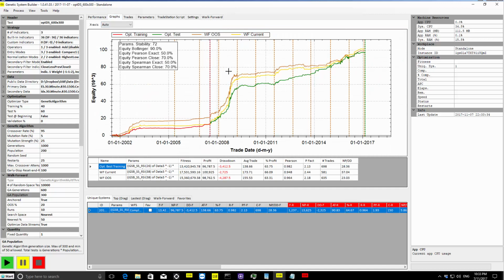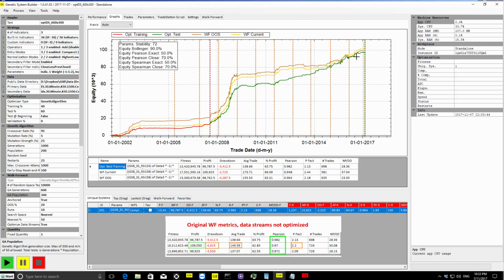The equity curves look different as well, and to be honest, I don't like this equity curve because it's flatter in the last half of the curve, and I'd prefer a system that's more linear. Looking at the original system, the Pearson has gone from 982 and the out of sample has gone to 964. What that means is the equity curves are not as linear as they were in the previous example where we didn't optimize the data streams. So you don't have to use this feature. It's a bit experimental, but it's there if you're an expert and you want to play and tinker.